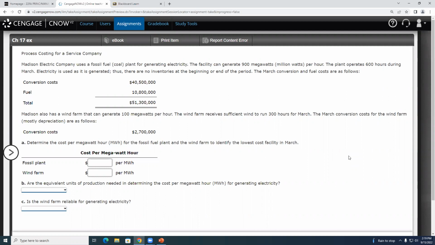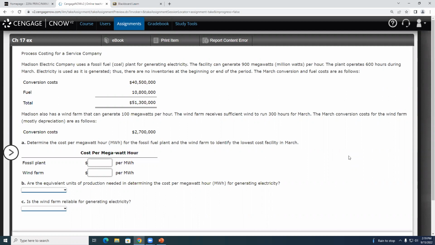And so another thing to keep in mind with service companies is there are no direct materials. Materials by definition become part of the cost of the product that you are selling. A service company isn't selling a product, so there can't be direct materials. There can be supplies, but no direct materials because there's no product for them to become a part of.